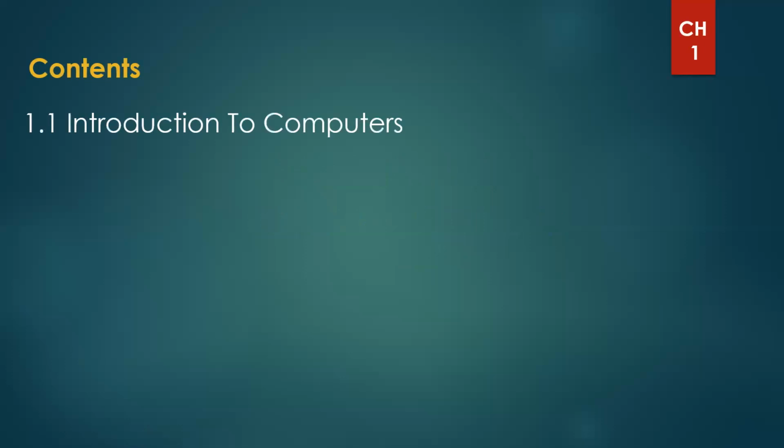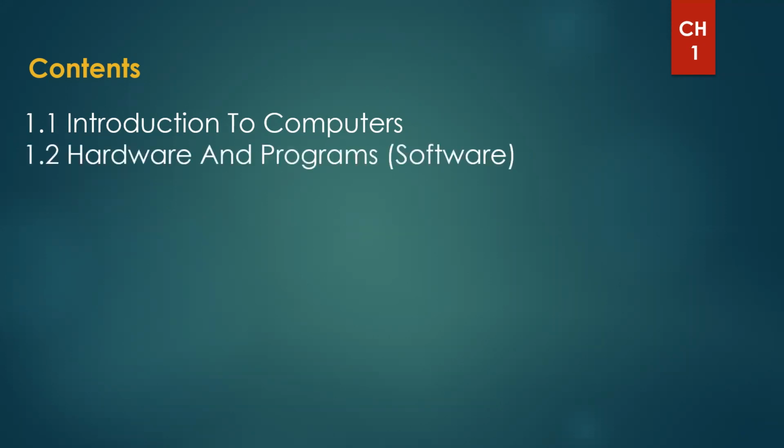I'll define what a computer is, so you know what we are going to be talking about. And then I'll also tell you the components that make up a computer. There are different components, but there are those that are important and those that are just there to help out. The next thing that we're going to look at is the hardware and the software.